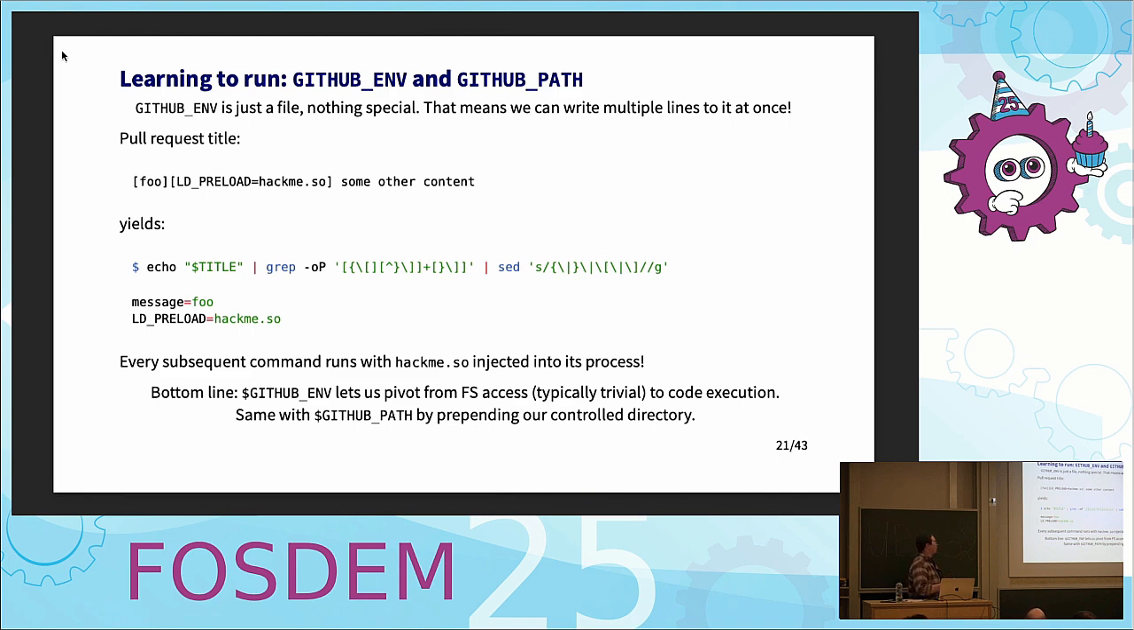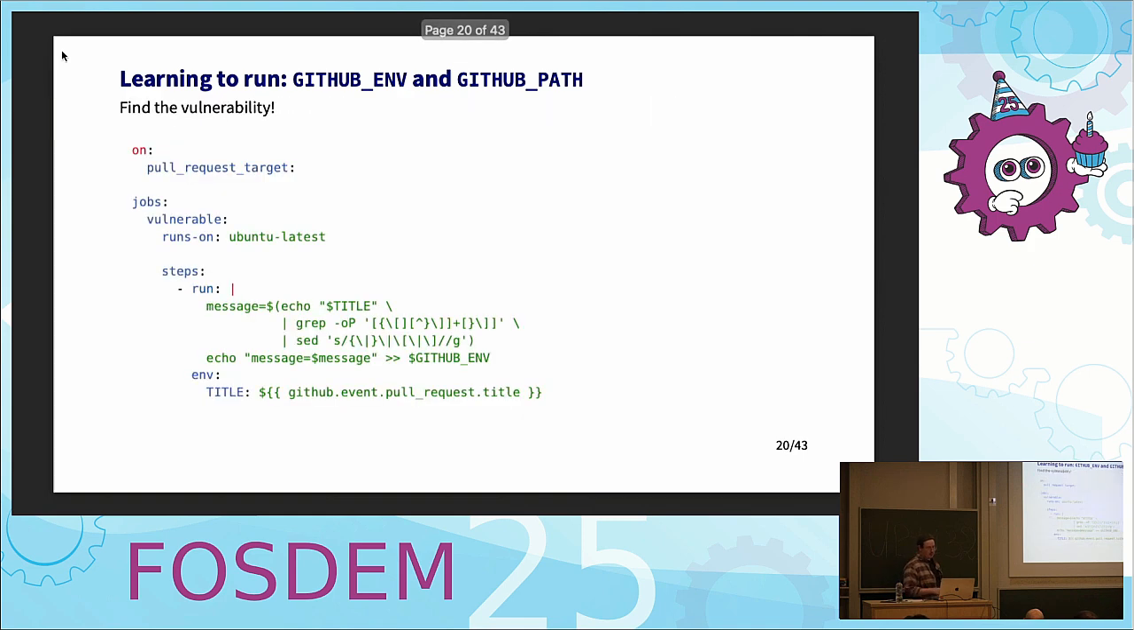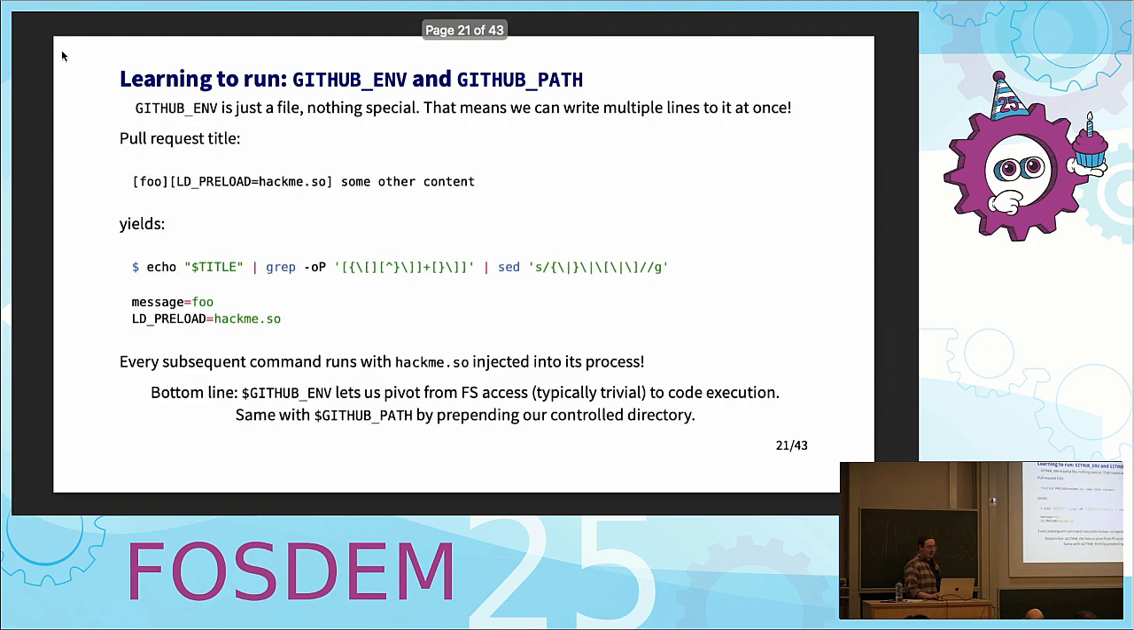So in this case, if an attacker submits a title that matches that expression before, because it uses, I believe, the P flag, it prints multiple times, once for each match. So in this case, we've injected two variables when we meant to only inject one. We've injected message equals foo and also LD_PRELOAD equals hackme.so. And so now if you have write access to a runner, even if you don't have execute access, you've turned your write access into execute access, because LD_PRELOAD will run in front of any binary that gets executed. So there you go.